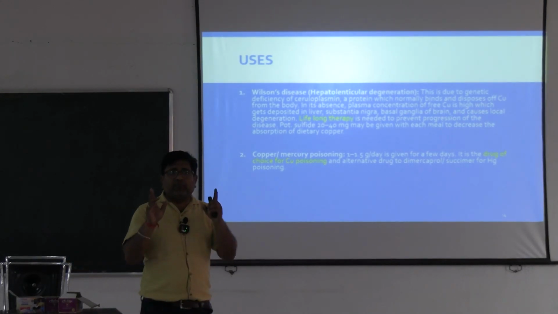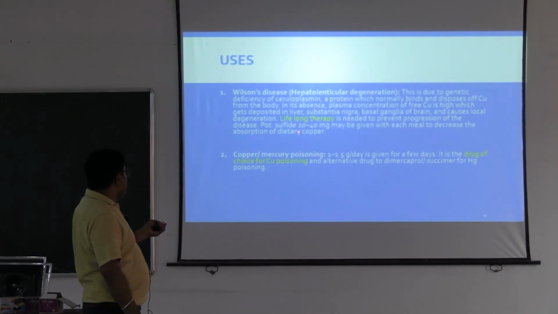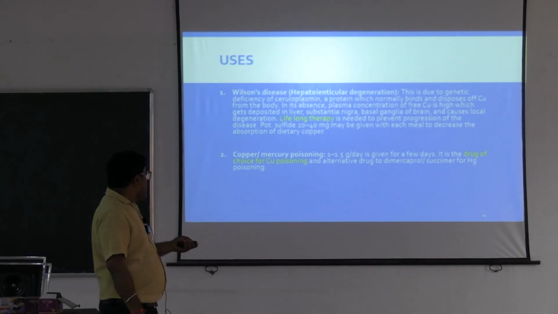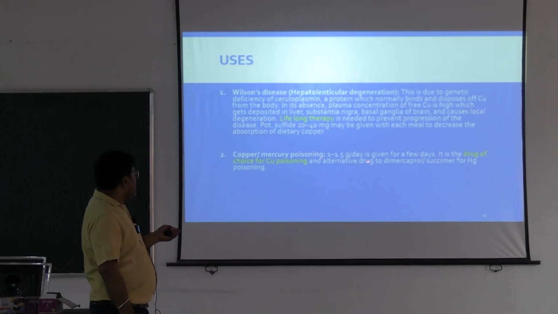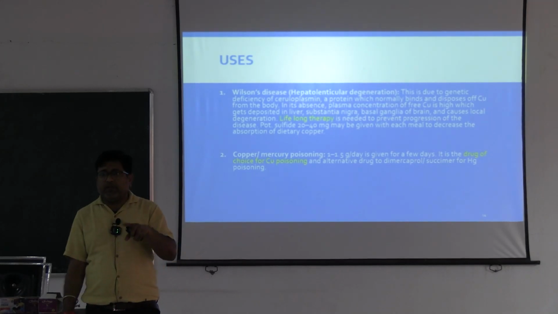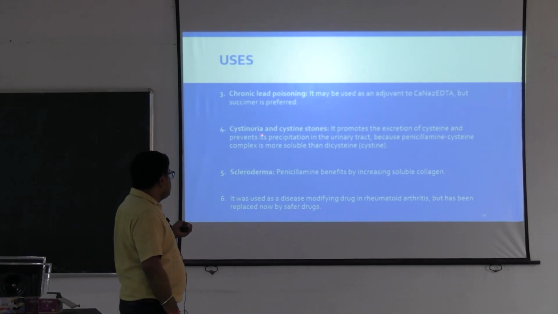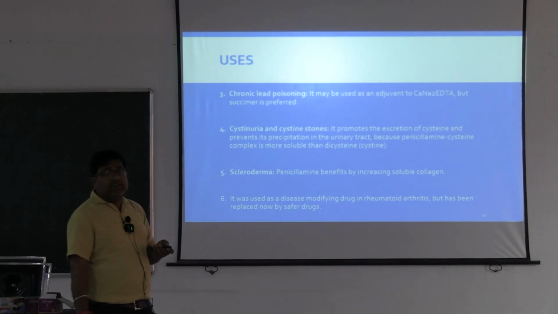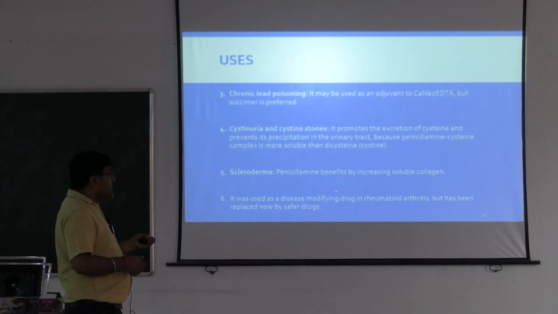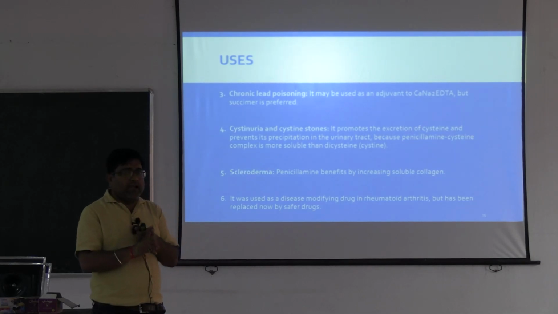In this type of patient, lifelong therapy with penicillamine has to be given, and potassium sulfide can be added to reduce the absorption of dietary copper. It is a drug of choice in copper poisoning, and an alternative in mercury poisoning, where the drug of choice is succimer. It can be used in chronic lead poisoning, in cystinuria and cystine stone, in scleroderma patients where it solubilizes the collagen, and it was initially used as a disease modifying agent in rheumatoid arthritis, but the drug has been withdrawn.